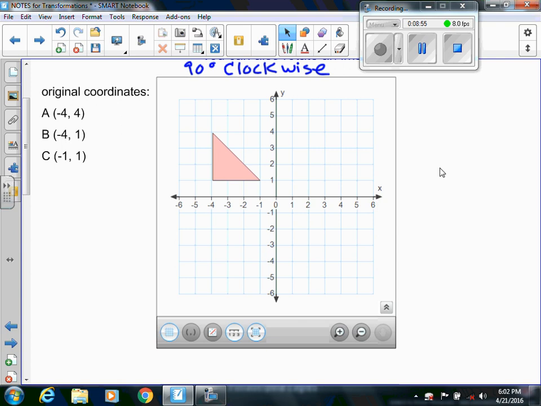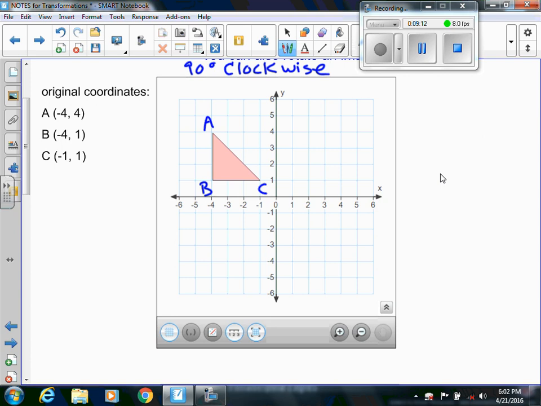And it's not letting me do it again. Okay, so I'm going to have to go ahead and draw the shape again. All right, again, this is going to be A, this is going to be B, and this is going to be C. The whole shape is going to turn, as well as A turning and B turning and C turning.